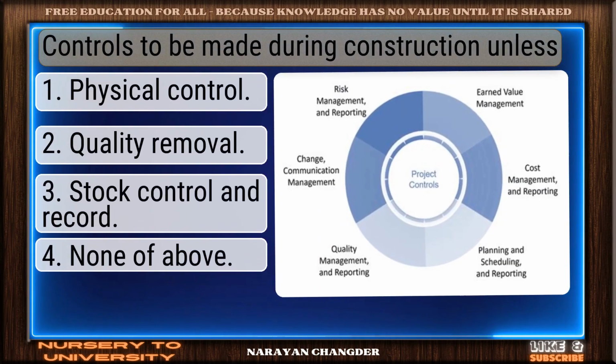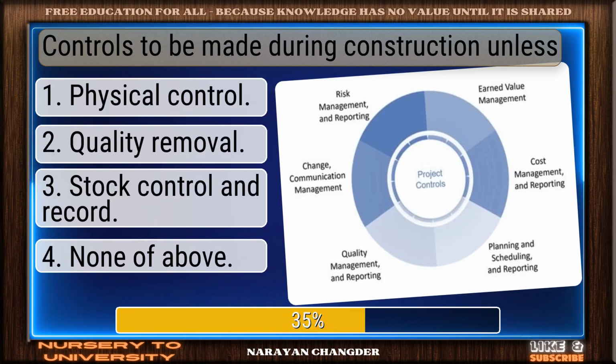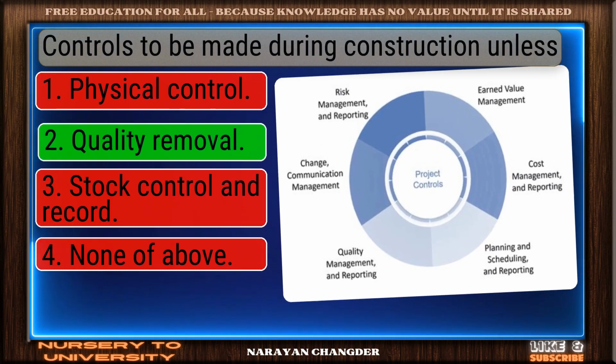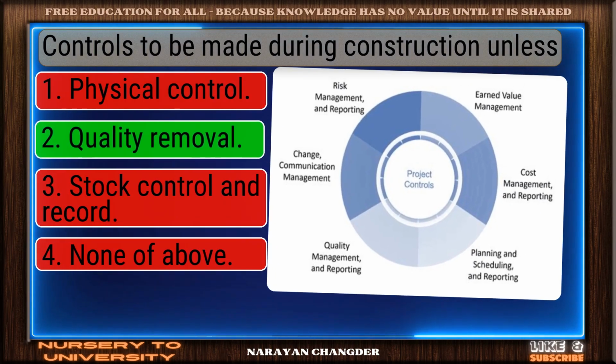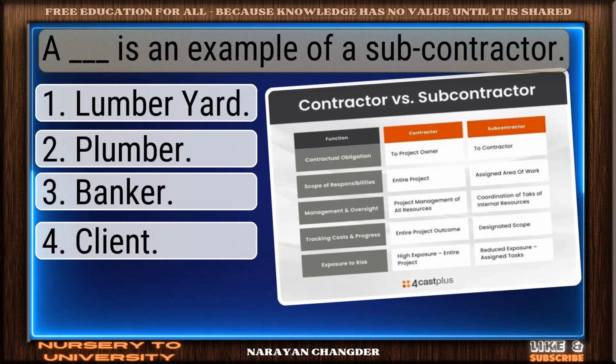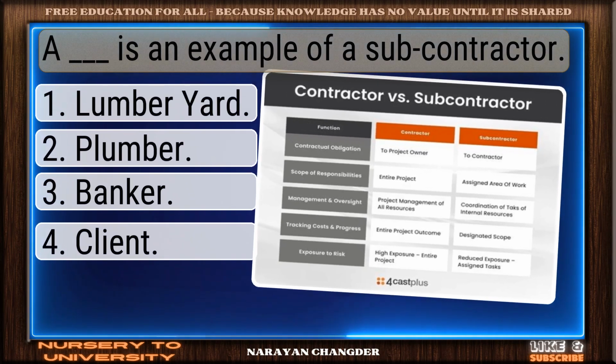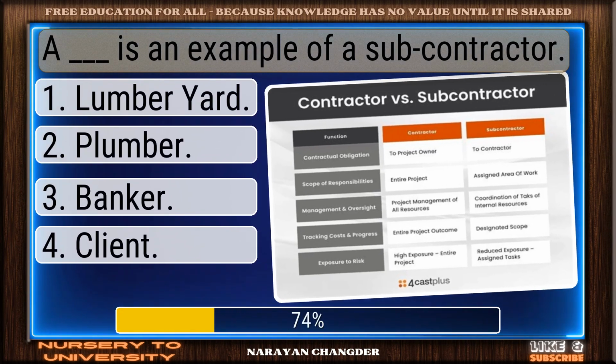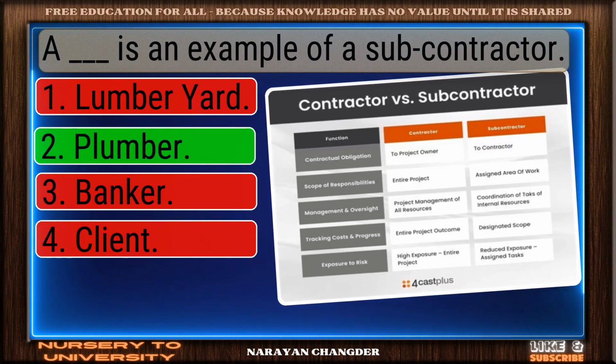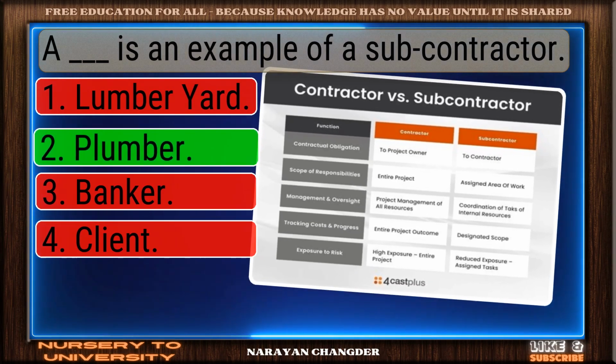Controls to be made during construction unless. Bravo. Quality removal is the answer. A dash is an example of a subcontractor. Excellent choice. Plumber is the right answer.